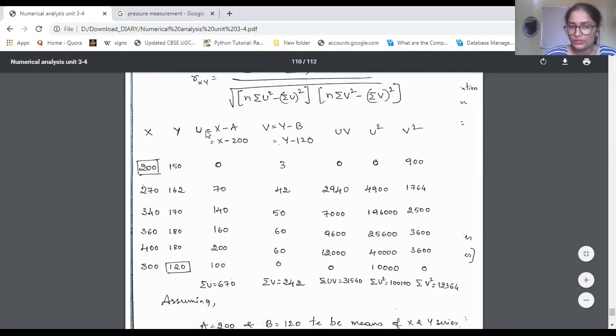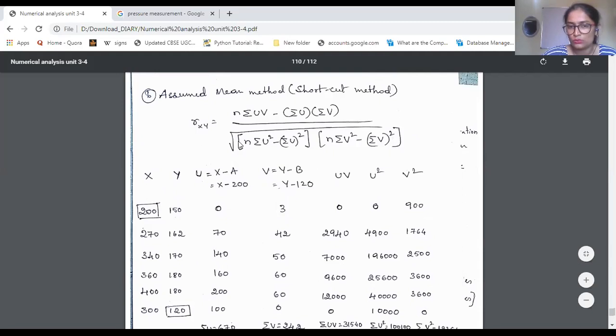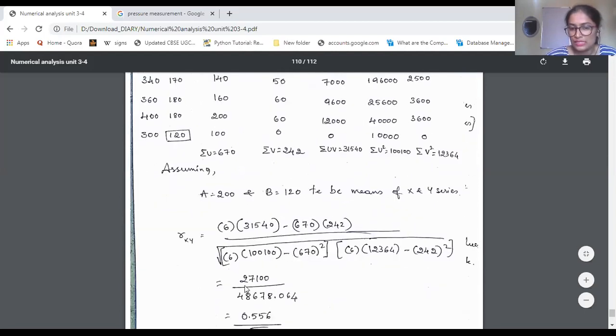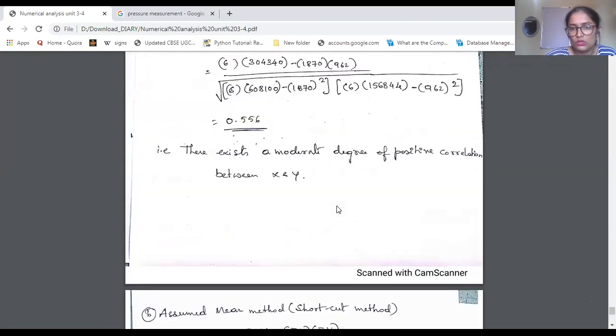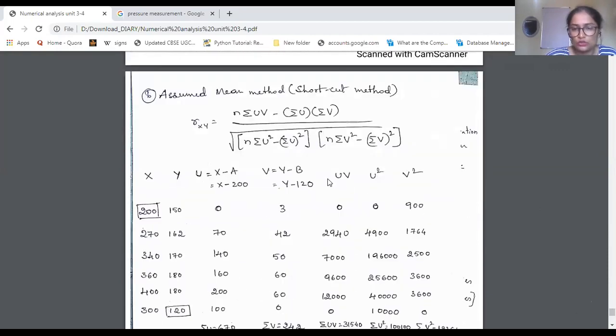And we calculate u and v, and then uv, u square and v square, because we need all these terms to calculate the coefficient of correlation. And then we substitute those values there and we still get 0.556. There is no difference between the answer that we got in the direct method and the assumed mean method.